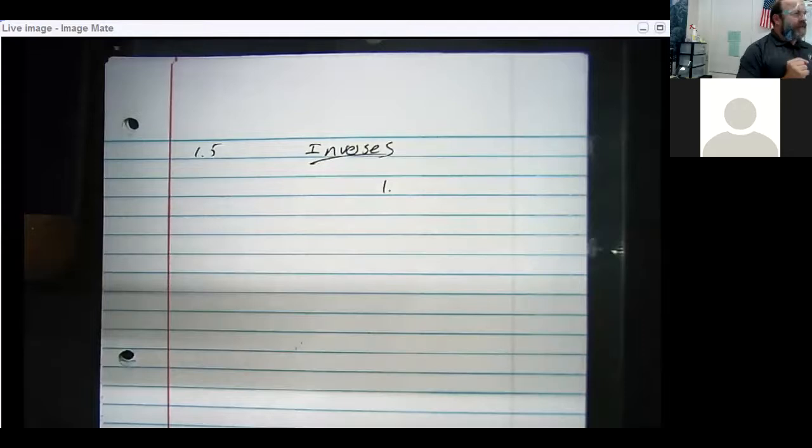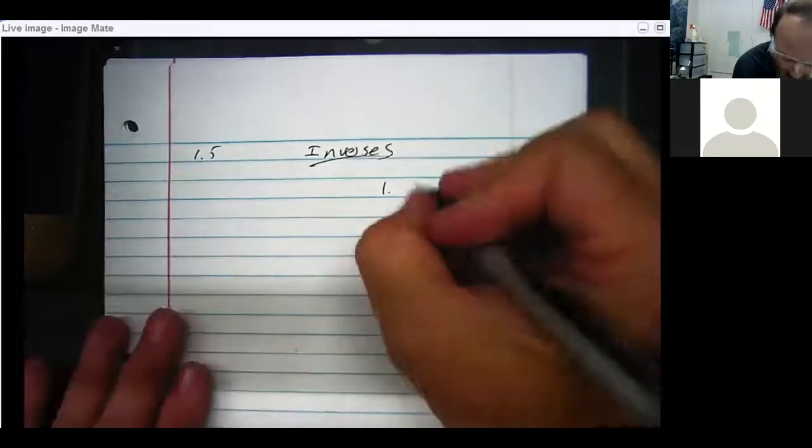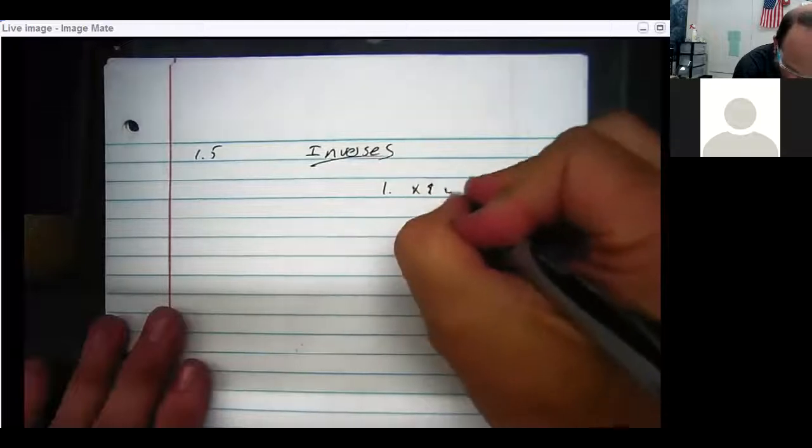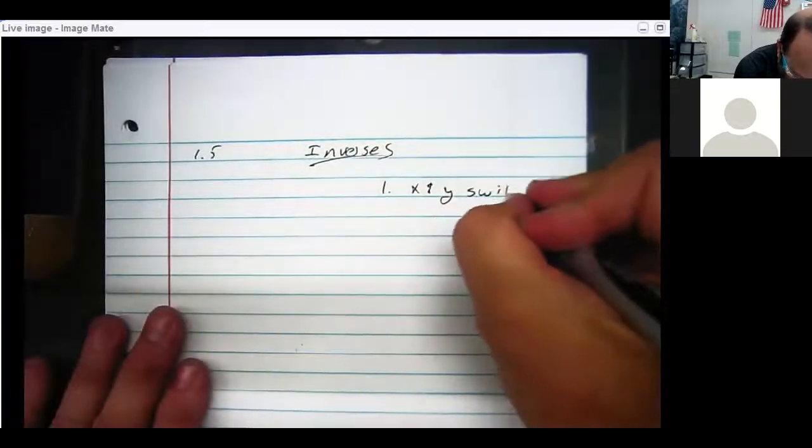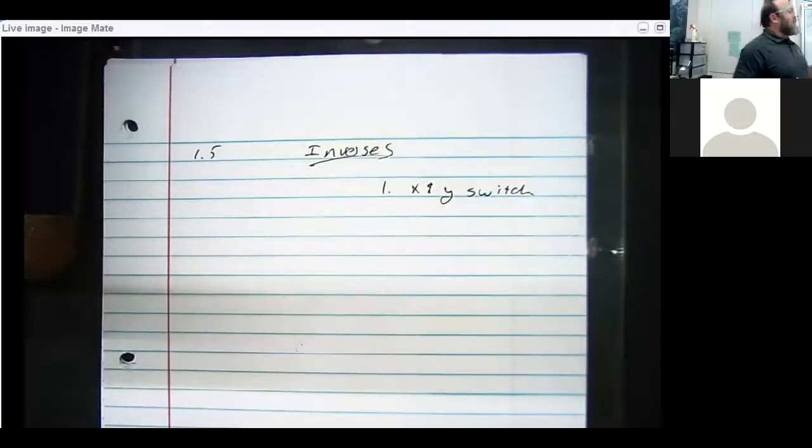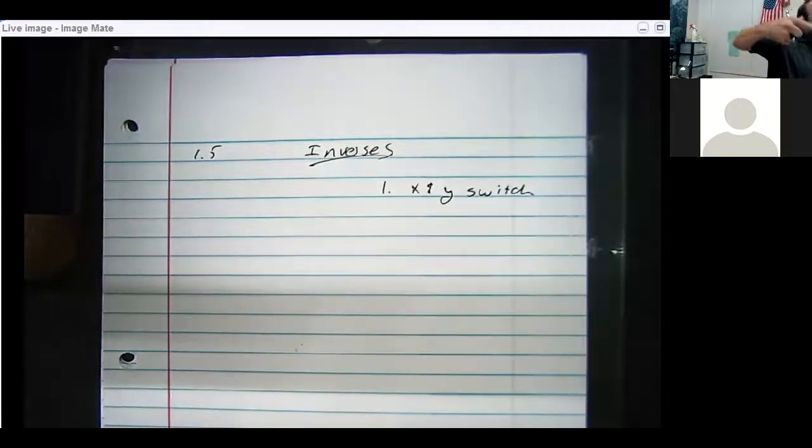So the story of inverses. See if anybody remembers what the first rule of inverses is. What happens to x and y? You switch. So x and y switch. Now, what that does for us is x normally speaks to domain, doesn't it? And y speaks to range. So when you find the inverse, the domain and the range switch places.